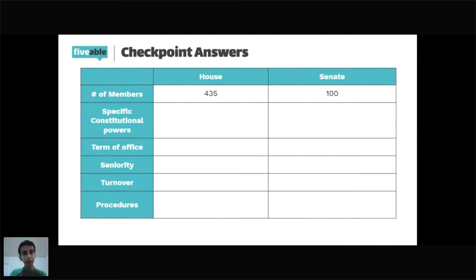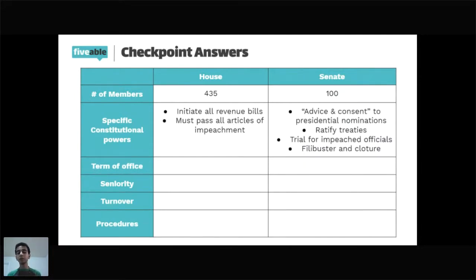In the House, revenue bills must start in the House. Please note this down. It will be on your AP exam. The House always has to start all revenue bills. They do go through both houses, but they must start in the House of Representatives. Additionally, the House must pass all articles of impeachment. So they start the impeachment process, and the Senate finishes it with the trial. And the trial is basically what convicts them of wrongdoing or not.